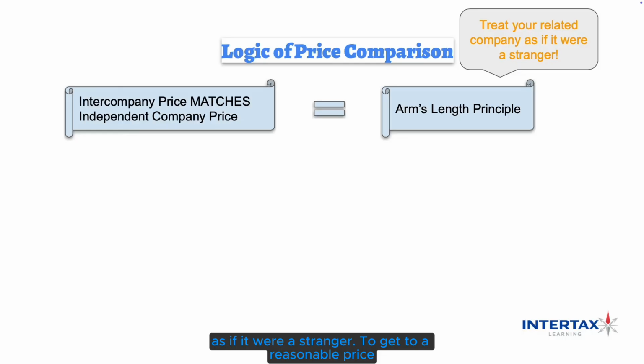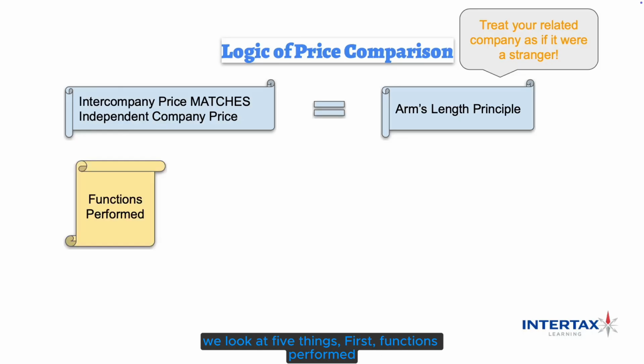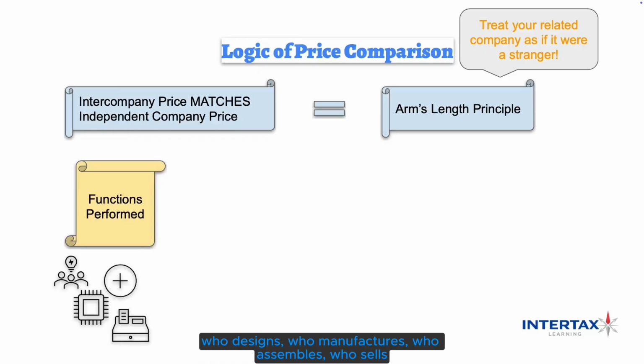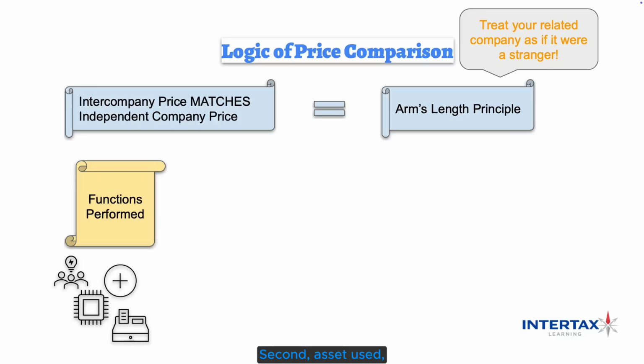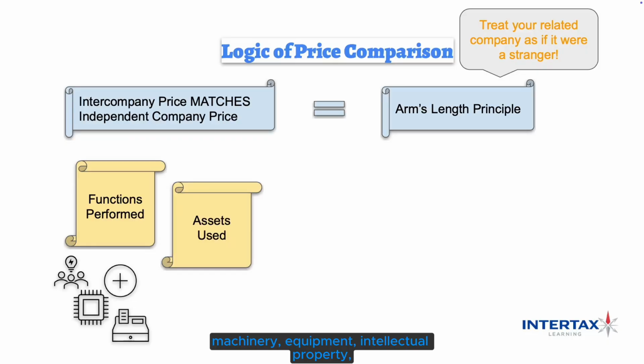To get to a reasonable price, we look at 5 things. First, functions performed: who designs, who manufactures, who assembles, who sells. More complex functions usually justify more profit. Second, assets used: machinery, equipment, intellectual property. Whoever uses valuable assets typically earns more.